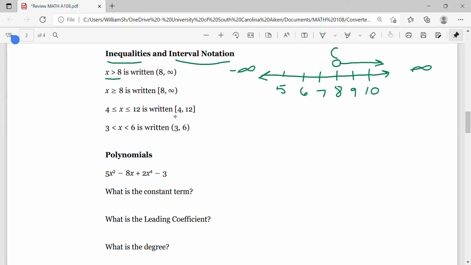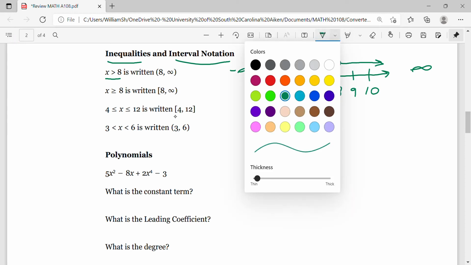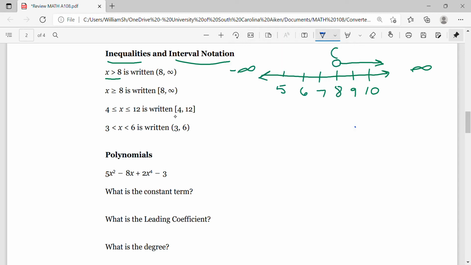Now, if it happened to be equal to 8, as it is here in the second one, so in the second one, it's equal to 8. If it was equal to 8, I would color it in with a solid dot, and then I would go right. The way we represent that is with a bracket. That's why we have a bracket right here, then an 8. It lets us know that that 8 is included, and then we go up to infinity. I hope that makes sense to you all.